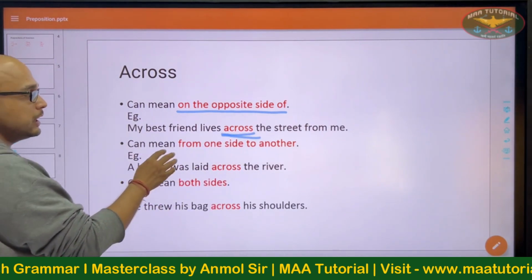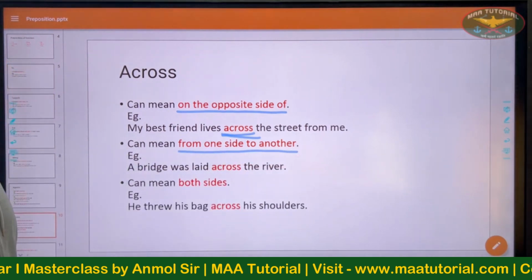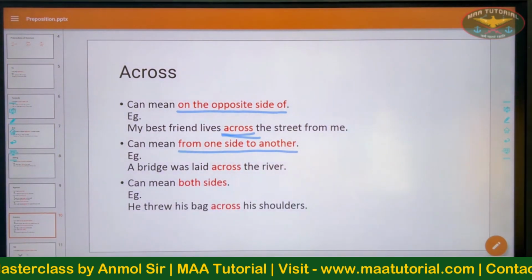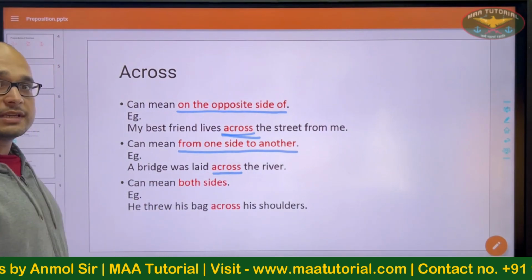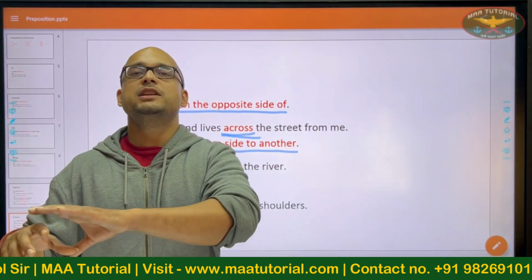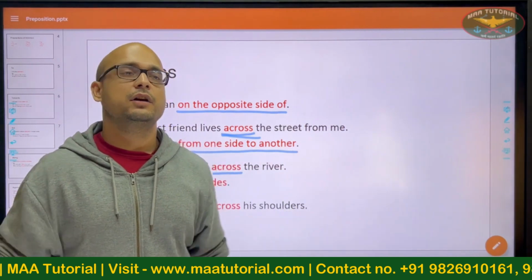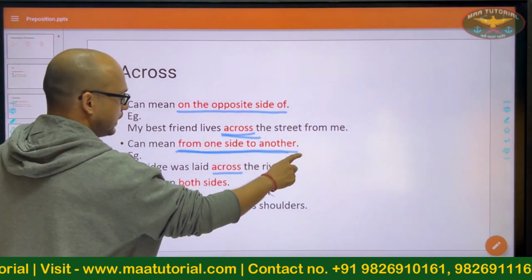It can also mean from one side to another. A bridge was laid across the river. A bridge was laid from one side of the river to the other. So we can say a bridge was laid across the river. So it can also be used to mean from one side to another.